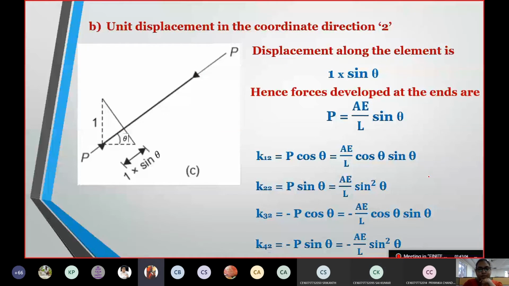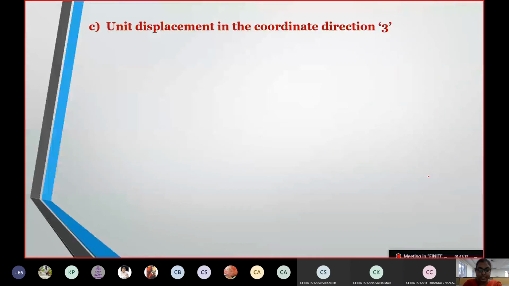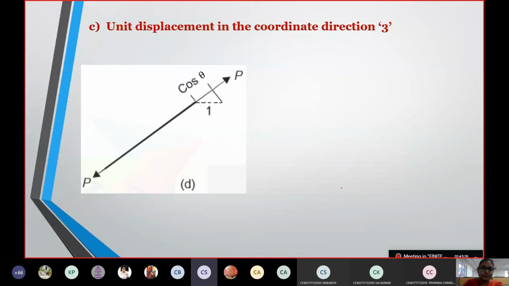Yes, ma'am. Right. All right. Shall we go for the next one? That is unit displacement in the coordinate direction 3. See, 3 is now from this point we are done with this coordinate. We are going for the other coordinate now.